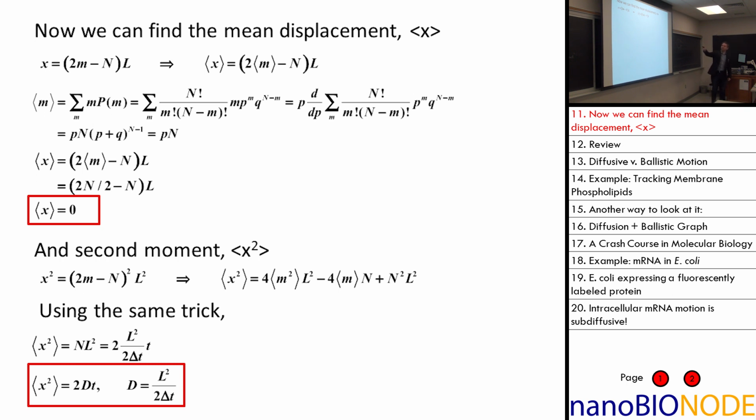Okay, in particular, we can find the first moment. That is the average displacement. So if we calculate this, it will tell us how far on average a random walker goes.